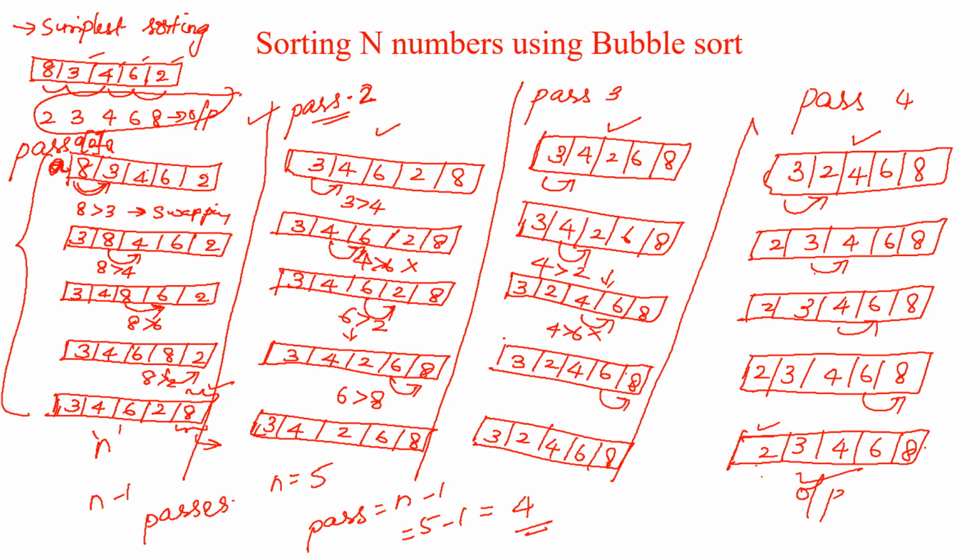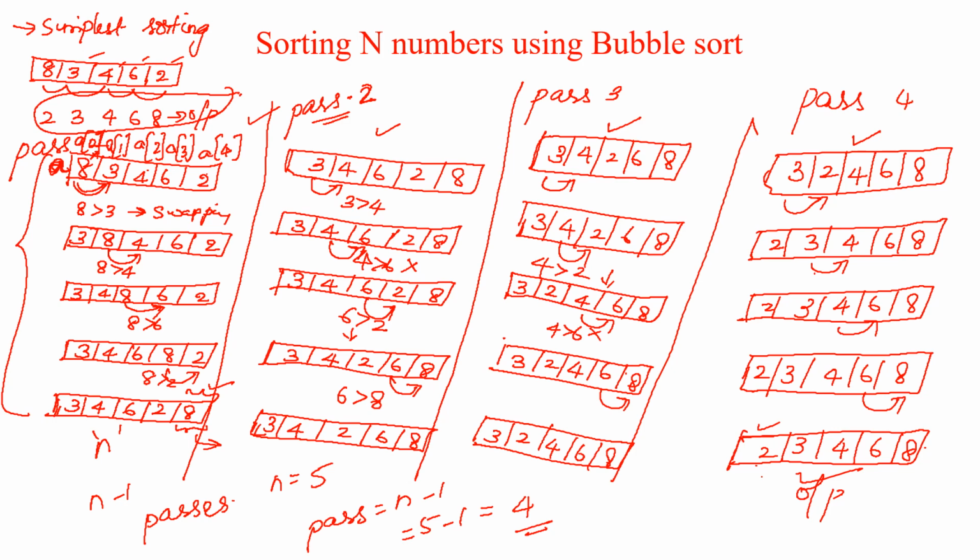So what will be your second element? A of 1. Third element will be A of 2. Fourth element will be A of 3, and fifth element will be A of 4. So these are called indexes. Always the index will start with 0, right? 0, 1, 2, 3, 4.